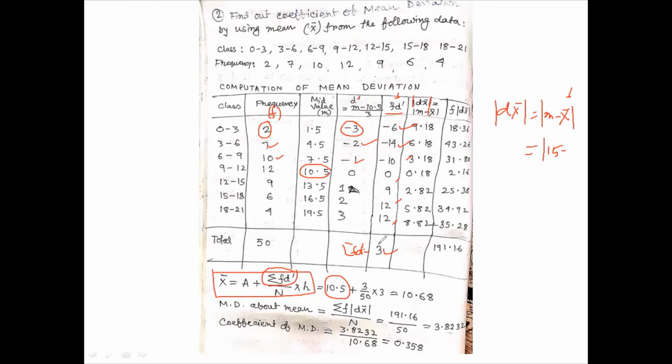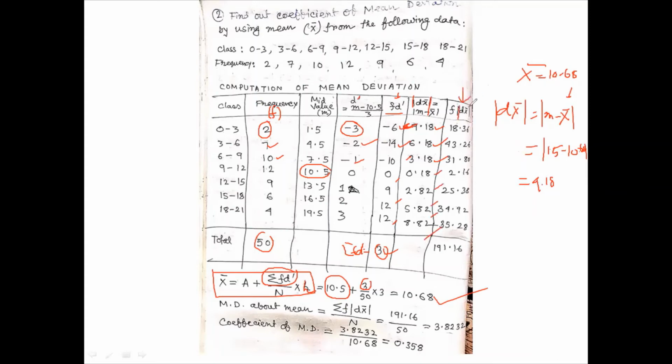Summation f d dash is 3, divided by summation f or n, which is 50, into h, the width, since we have taken d dash here. So 3 by 50 into 3, and it is 10.68. So our mean x bar is 10.68. So 1.5 minus 10.68 gives us 9.18. The next case is 6.18, then 3.18, then 0.18, and so on.